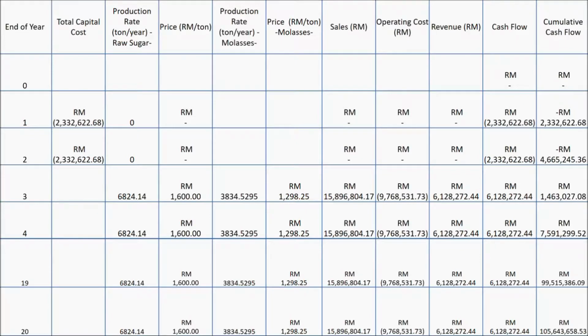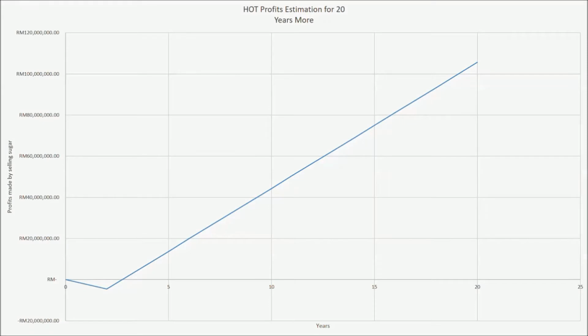The sales for these two products is around 16 million, and we minus it with the operating cost, which is around 9.8 million, to get the revenue from the sales minus the operating cost. From this cash flow, we see that at year 3, we already gain profit from this project. This is the graph for the cash flow, showing the years against the profit made by selling sugar and molasses for 20 years.